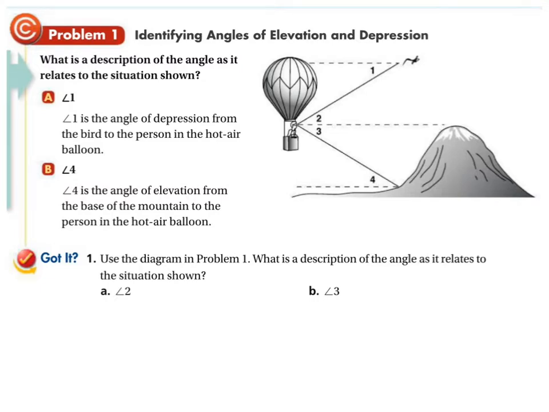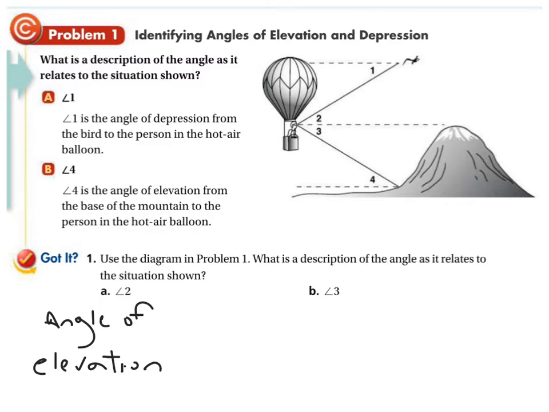Okay, so angle 2, from the perspective of the person in the hot air balloon. For angle 2 right here, you would have to look up to the bird, and that would be called an angle of elevation. Okay, sorry for the sloppiness.